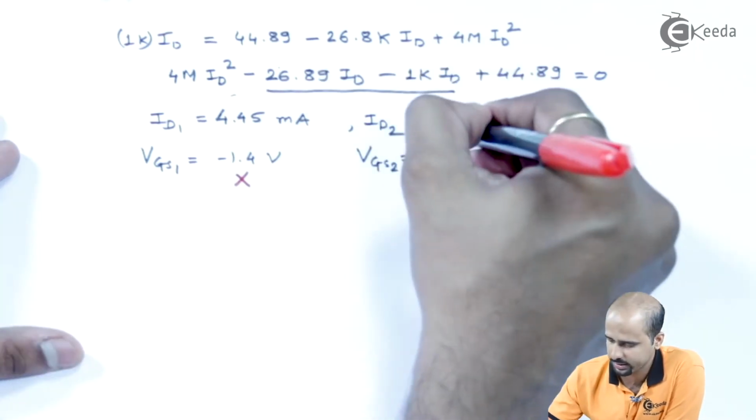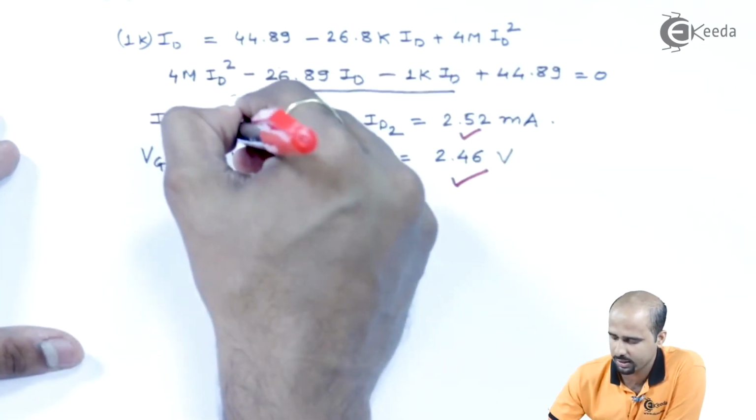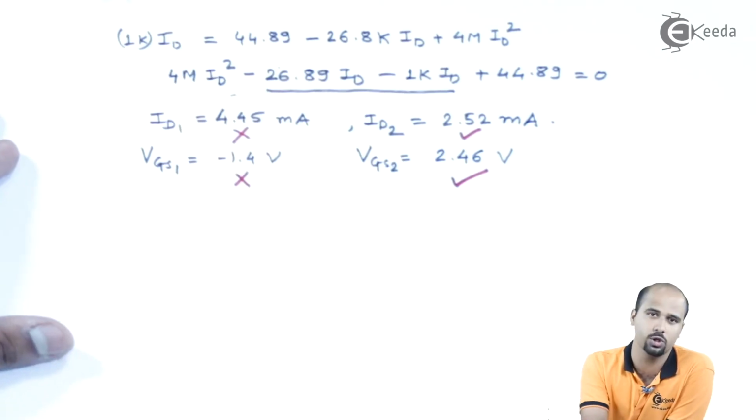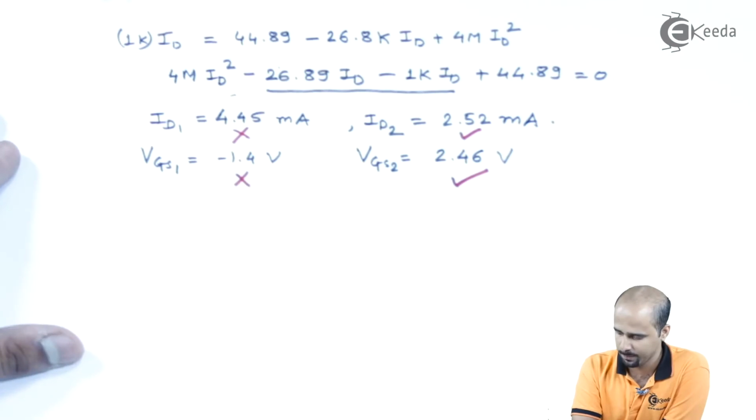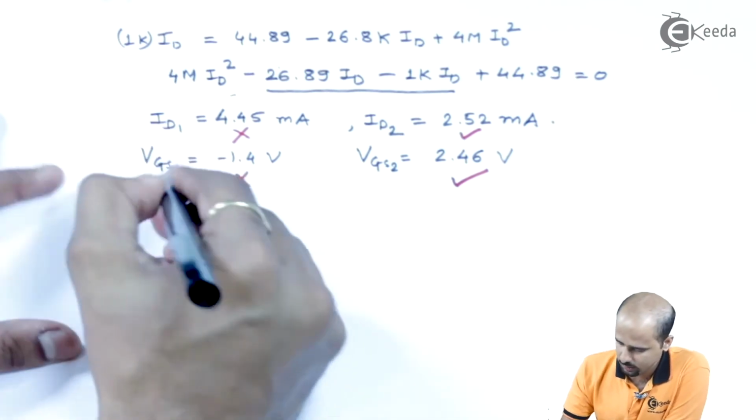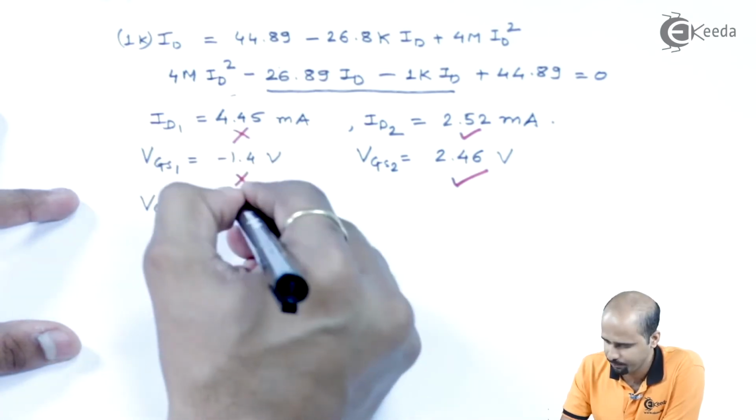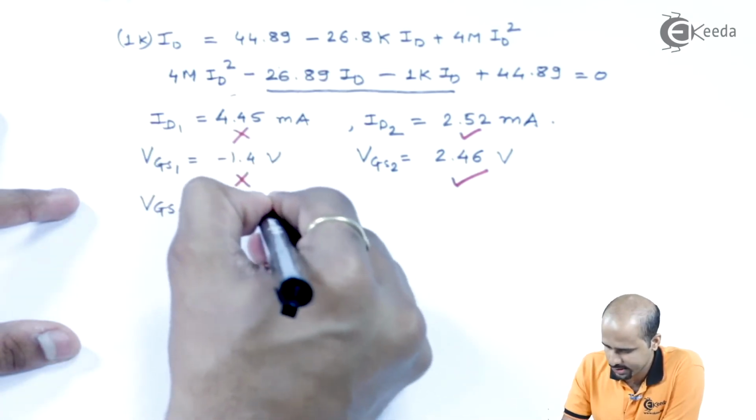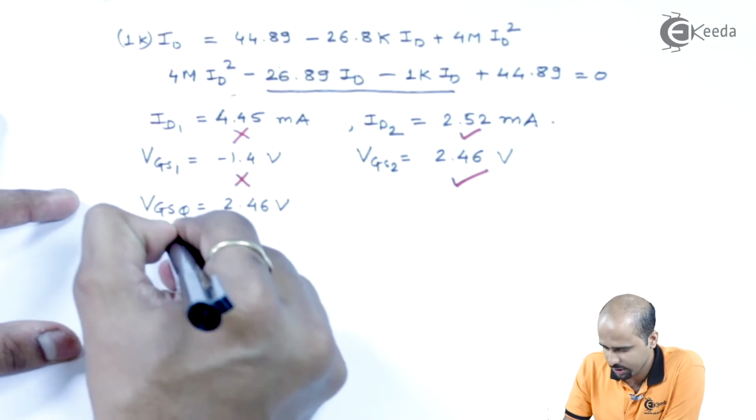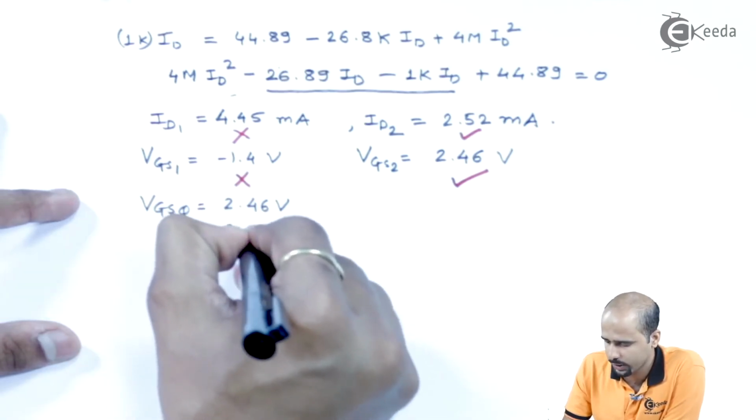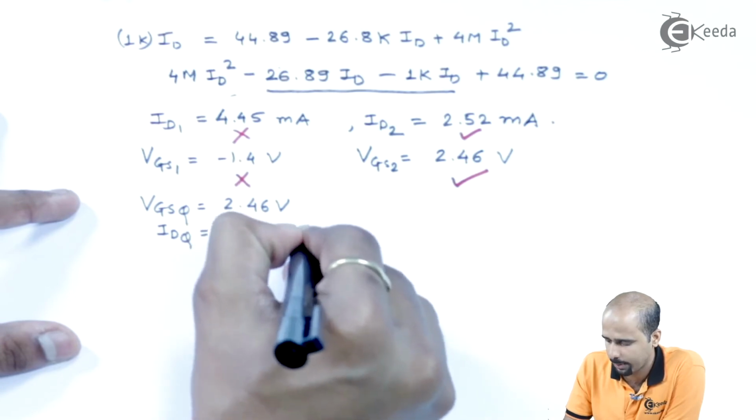So we'll take the corresponding value of ID, and will not take the corresponding value of ID for VGS1 equal to minus 1.4 volts. Okay, so my answer for VGSQ will become 2.46 volts and the corresponding value of IDQ will become 2.52 milliampere.